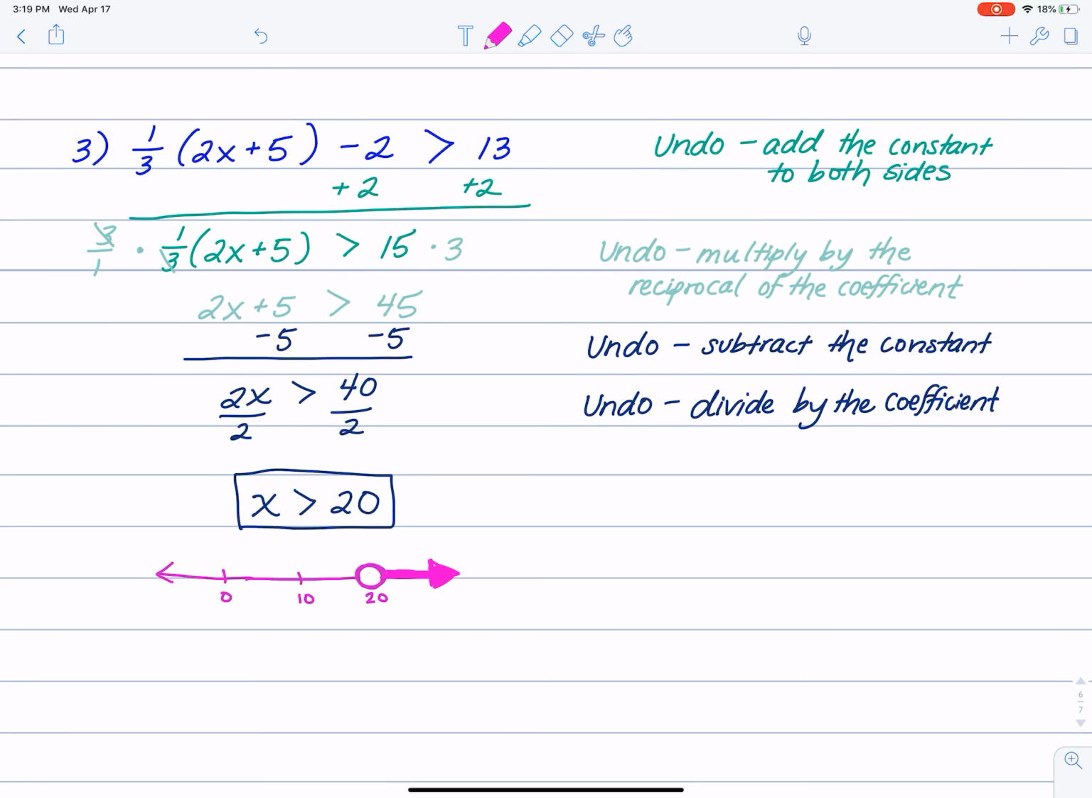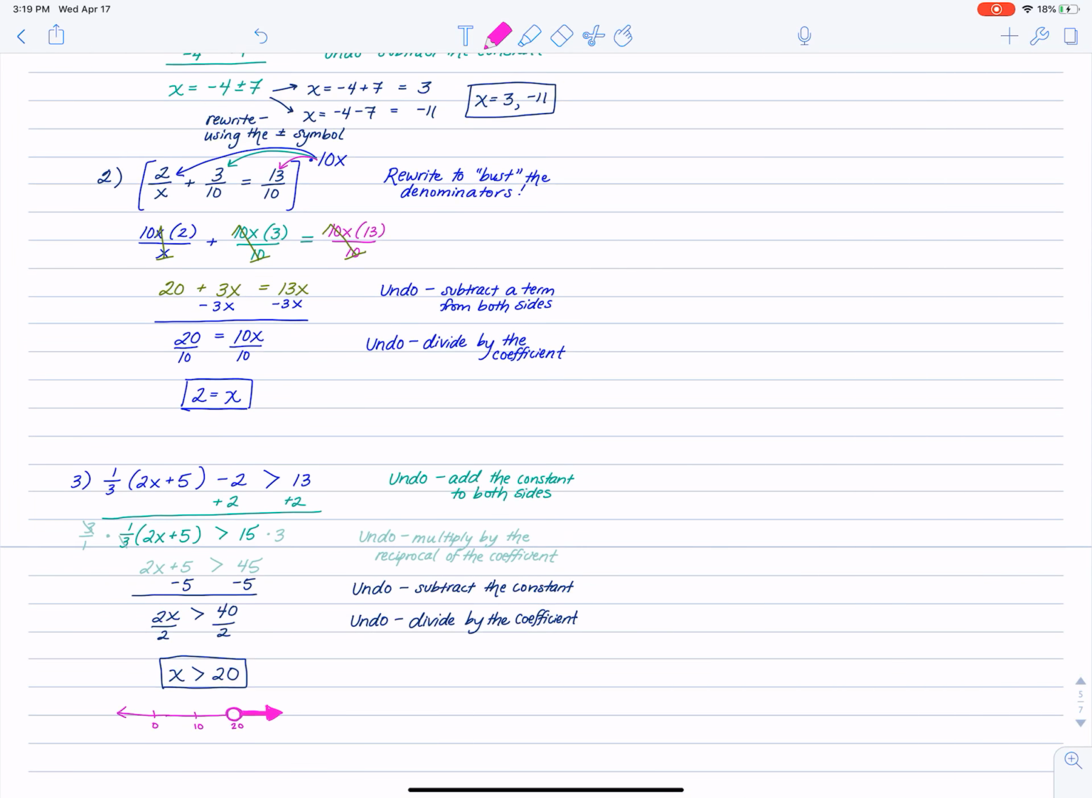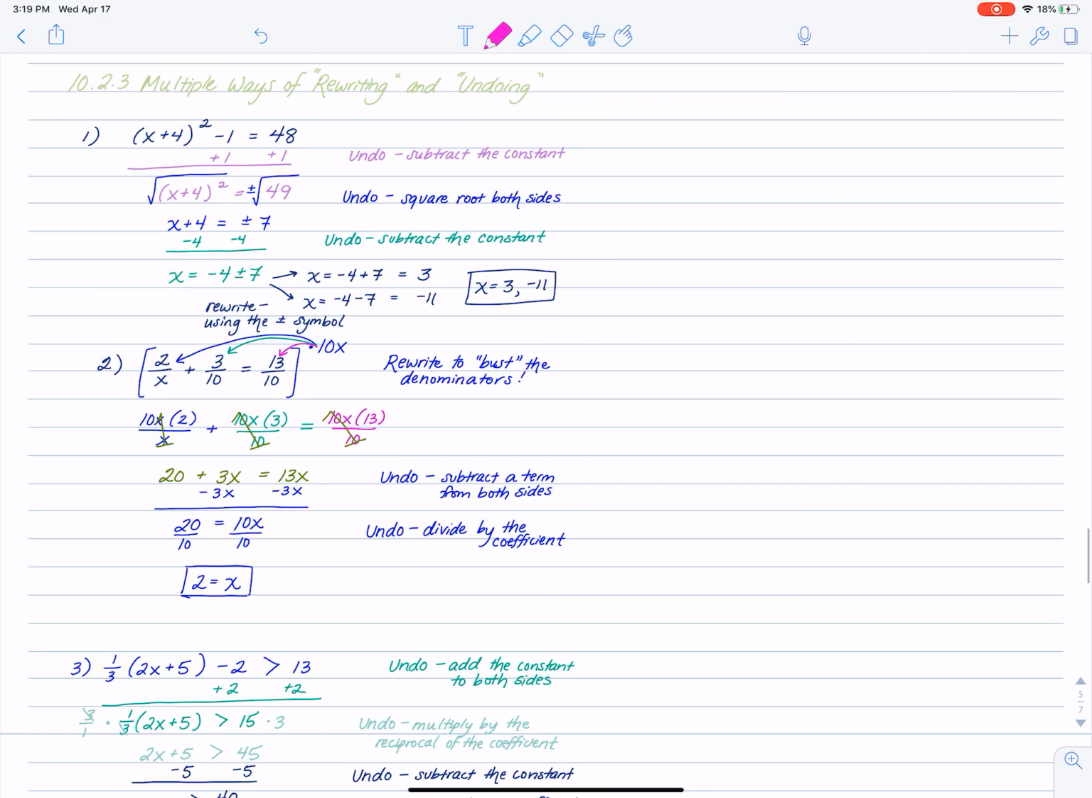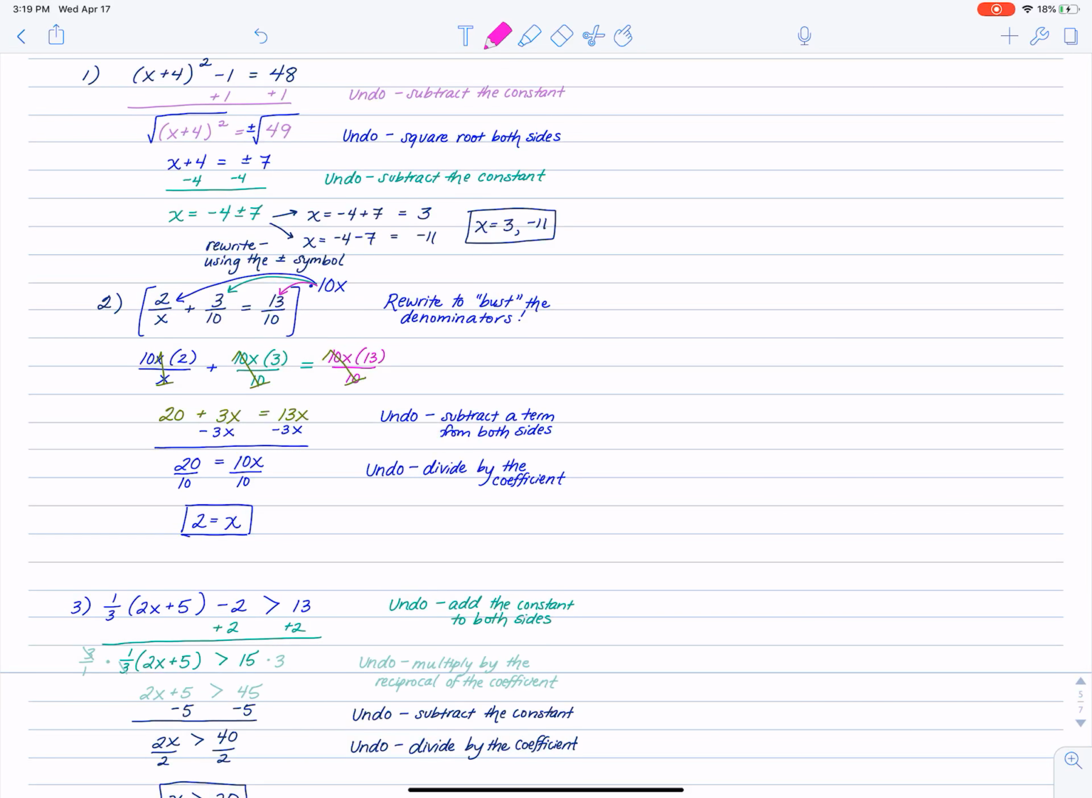So these would all be examples of how we can use these undoing and rewriting steps in order to simplify and solve and make these problems easier to work with.